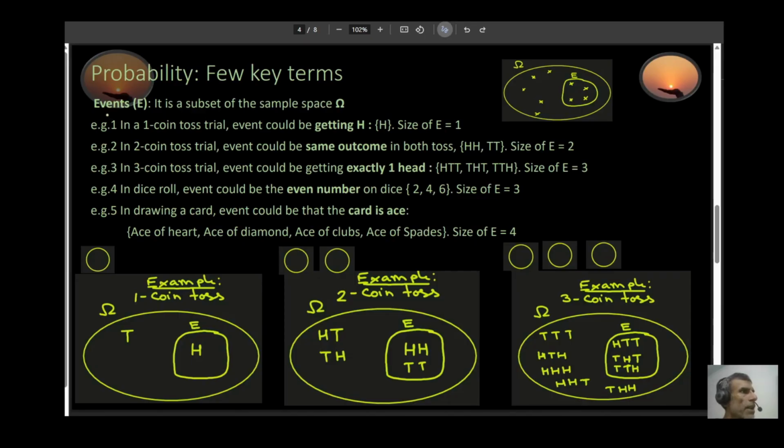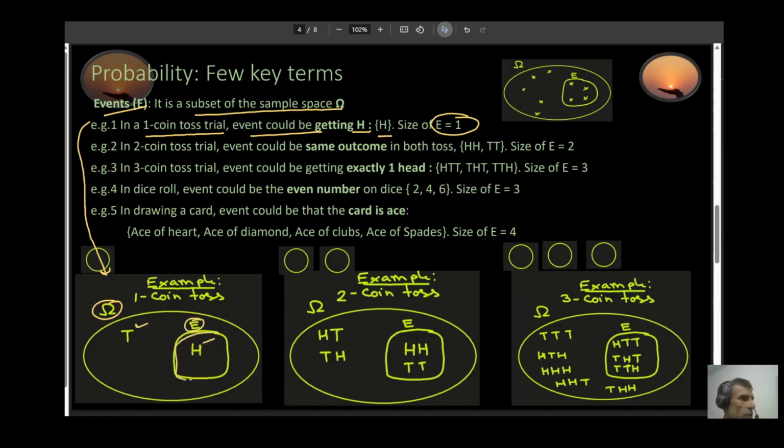Now let's try to understand events. It is defined as a subset of your sample space. So let's take a look at some examples. Let's say in a one coin toss trial, the event in this case could be getting a head, just head. So in this case, the size of my event is 1. If you draw this using a Venn diagram, this is my sample space, this consists of tail and a head. And my event has only one element, head right here. So it is a subset of my sample space.